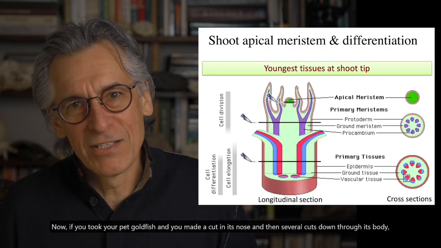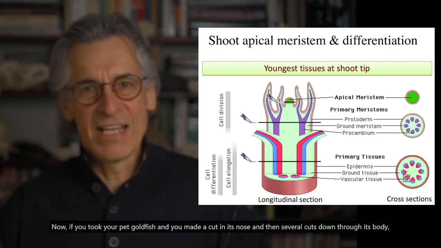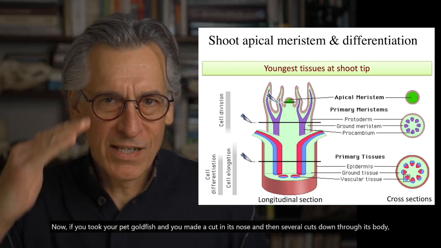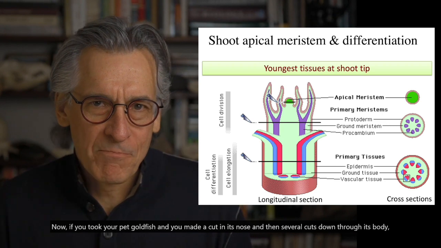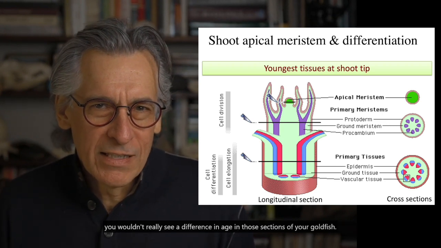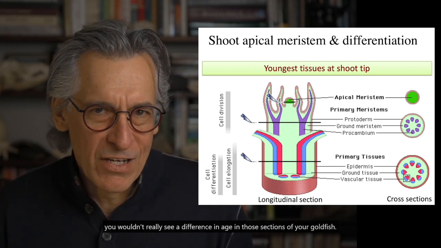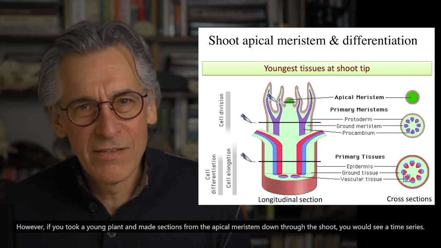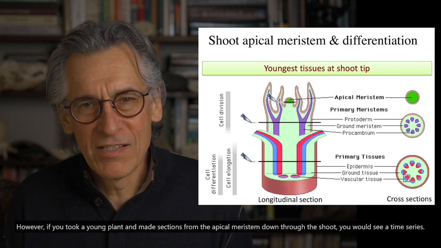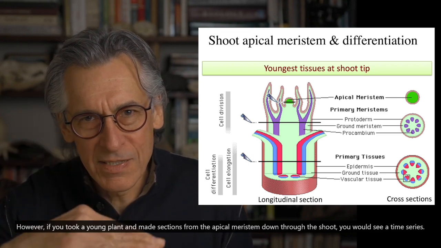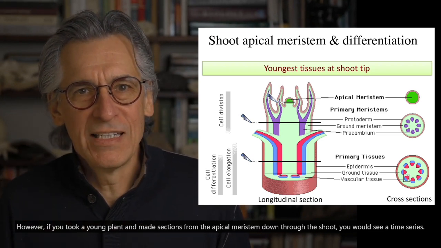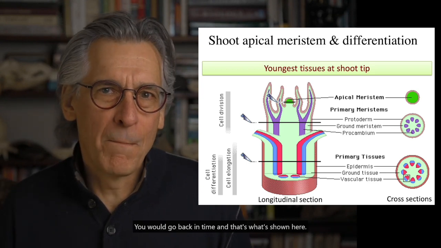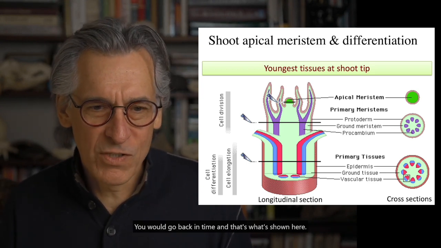Now, if you took your pet goldfish and you made a cut in its nose and then several cuts down through its body, you wouldn't really see a difference in age in those sections of your goldfish. However, if you took a young plant and made sections from the apical meristem down through the shoot, you would see a time series. You would go back in time. And that's what's shown here.